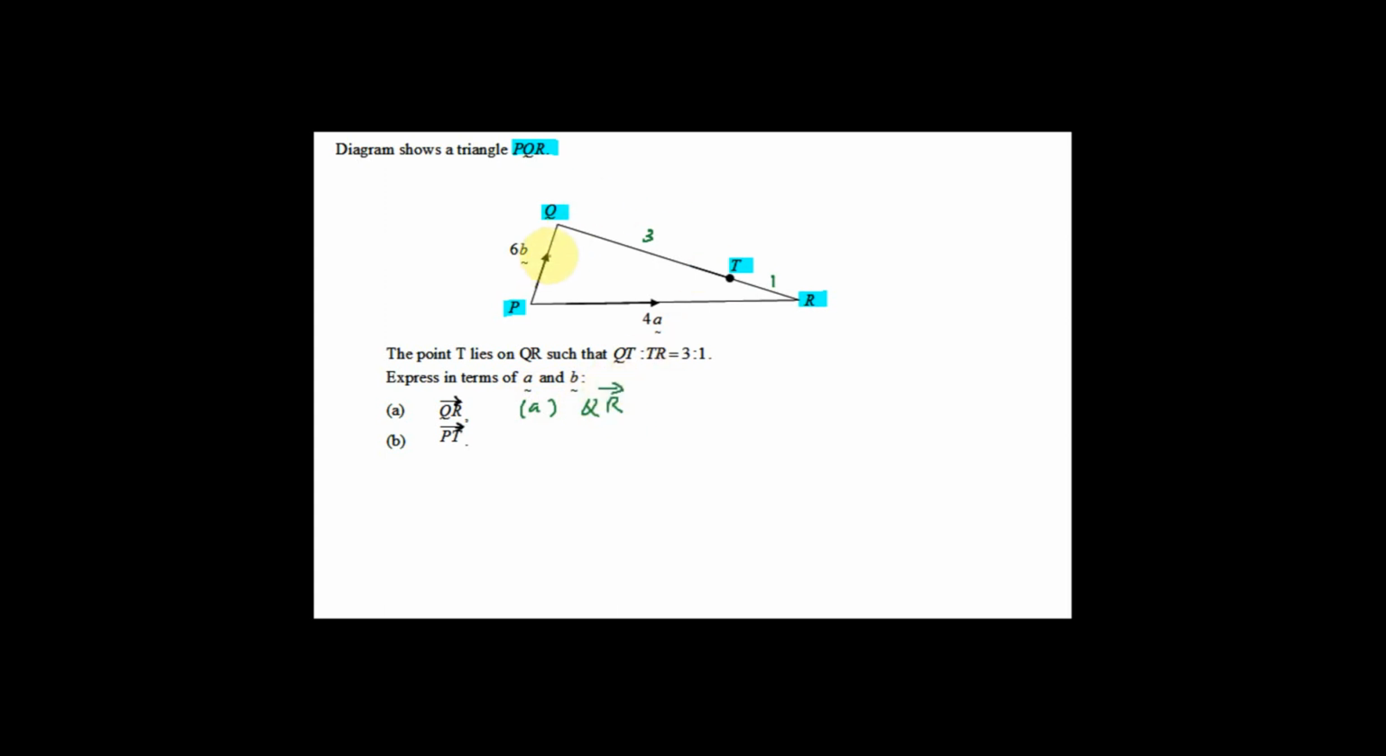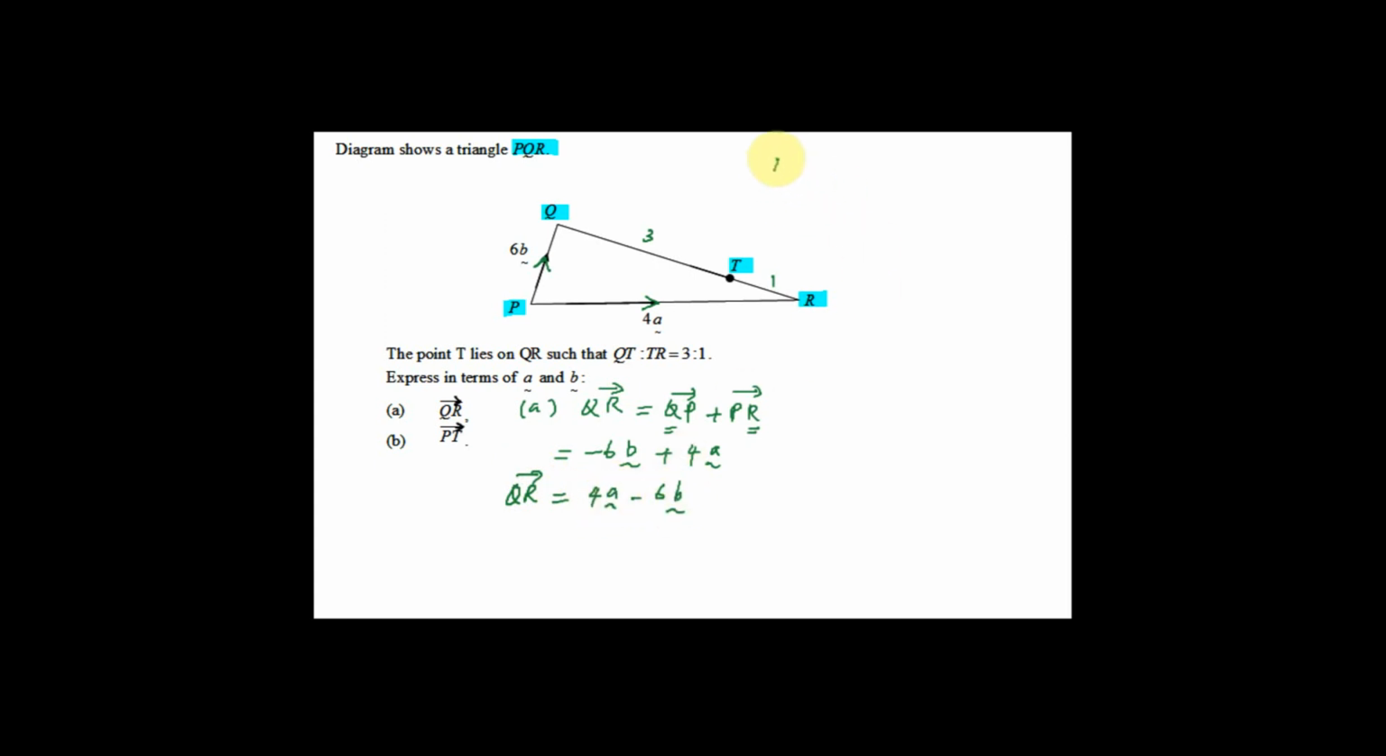So part A is very simple. You are given PQ is 6b and PR is 4a. So your QR equals QP plus PR. So what is your QP? Your QP is negative 6b. So can you see here PQ is 6b and QP is in the opposite direction. Therefore equal to negative 6b. Then what is your PR? Your PR is 4a. So therefore QR equals 4a minus 6b.